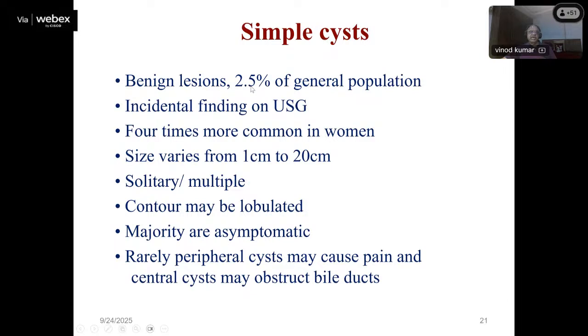Mostly cysts are benign. 2.5% of the general population is affected by the cyst as a lesion. Clinically, by clinical investigation, you may not be able to find it. It is incidental. People go for a routine checkup and go for ultrasound, and then they may find that there is a cyst on the liver. It is 4 times more common in women. Size varies from 1 centimeter to 20 centimeter.